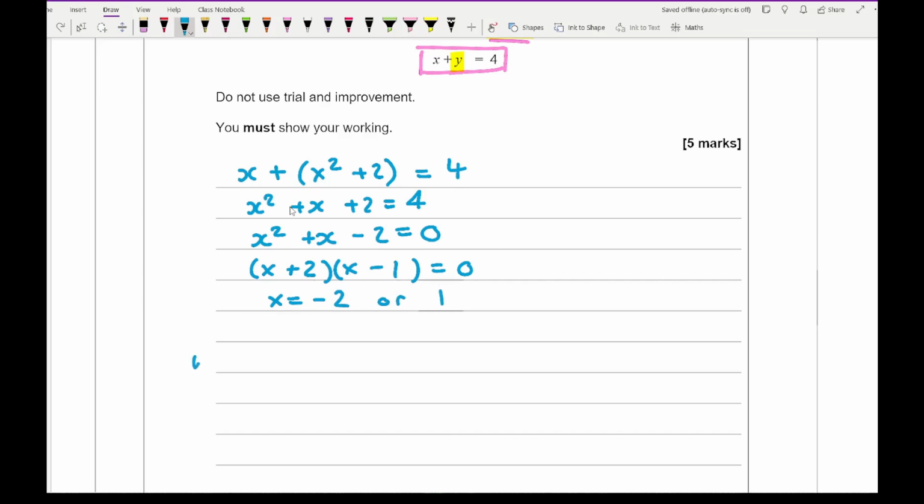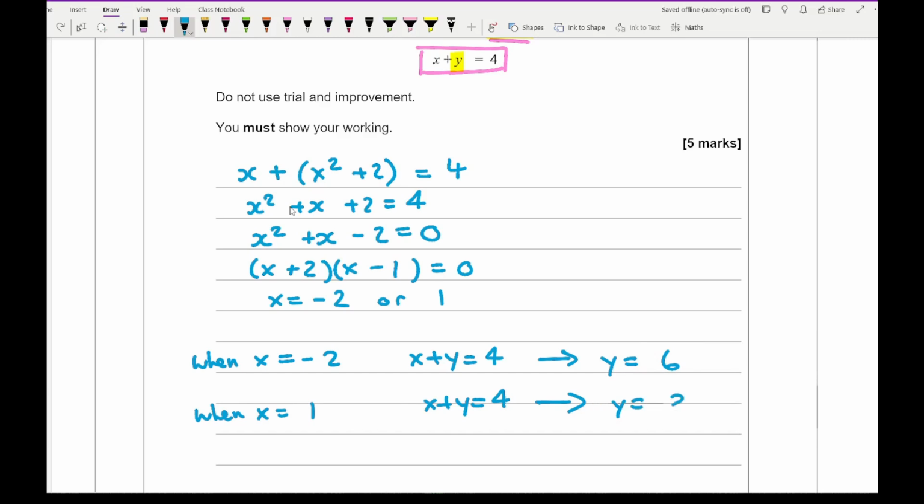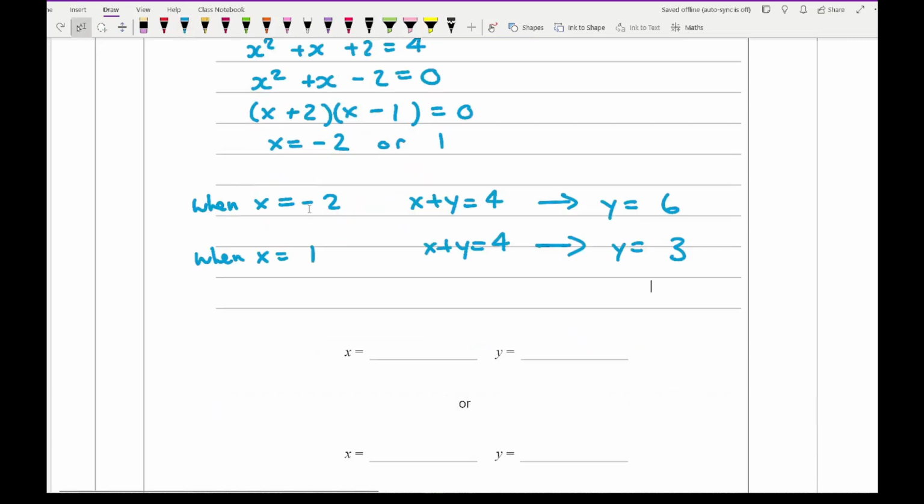So then when x equals −2, then using x + y = 4, because that's the easiest equation I've got, I then get a y value of 6. And then when x is equal to 1, then using x + y = 4, y is going to give me a value of 3. So then my answers for this are going to be when x is −2, y is positive 6, and when x is 1, y is going to equal 3.